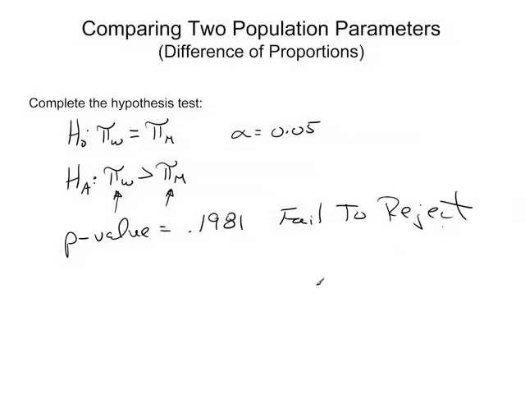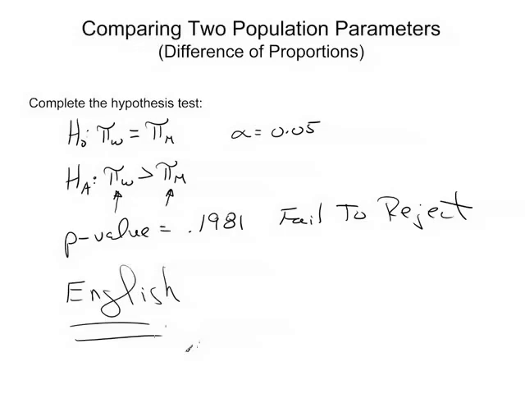And the conclusion in English, don't forget, you always need to put an English statement of what your conclusion is. And in English, you simply say, there is not enough evidence to suggest there's a higher proportion of women in favor of changing the college from a semester system to a quarter system than there are men.